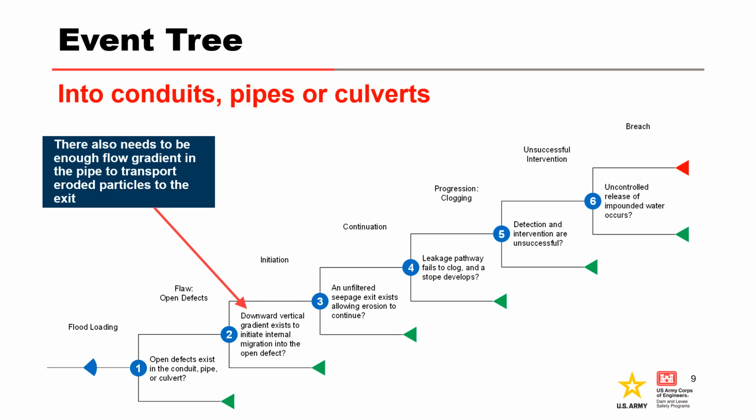Node 4 is progression. The leakage fails to clog and a stope develops. The common progression node of holding a roof applies to concentrated leak erosion, and it's not evaluated for this internal erosion process. Node 5 is intervention. Detection and intervention are unsuccessful. And then finally, node 6 is breach. Uncontrolled release of impounded water occurs.